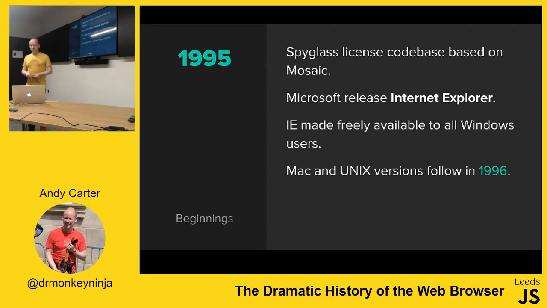Now, one of the things that Microsoft were quick to do was to make Internet Explorer freely available to all Windows users. Now, this is really important because Netscape Navigator was only free to use if you were non-profit, whereas IE was free to anyone on Windows, whether you were making profit or not. And by 96, this sometimes surprises people, but they also had released IE for both Mac and Unix. It was actually cross-platform in the early days, although they weren't necessarily exactly the same application.